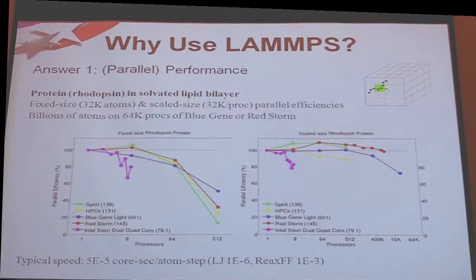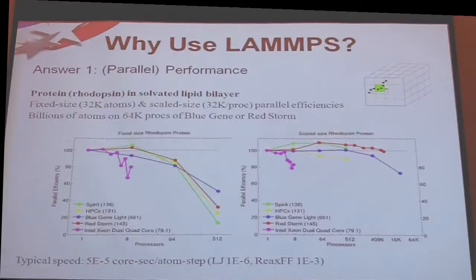But this is an example showing a real-world problem. This is a rhodopsin protein that I built. It's solvated in a lipid bilayer, and this biomolecular simulation can be run inside LAMMPS. It's been scaled to a 32,000 atom problem size, and then on the left you see a fixed size simulation, so those 32,000 atoms are run on one processor on up to 512 processors, and we track the parallel efficiency on various computational platforms. Or we can scale the problem size up, and basically we just replicate the same domain n times, with n being the number of processors here.